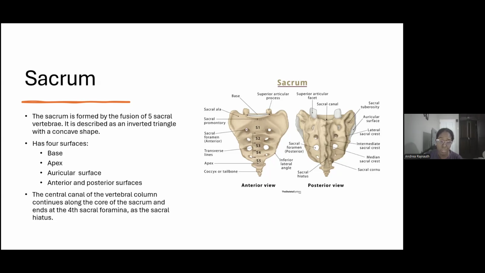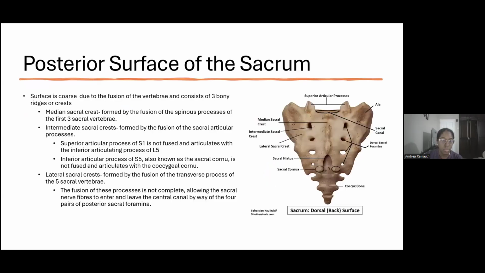The central canal of the vertebral column continues along the core of the sacrum and ends at the fourth sacral foramina, known as the sacral hiatus. The posterior surface of the sacrum is coarse due to the fusion of the vertebrae and consists of three bony ridges or crests. The median sacral crest is formed by the fusion of the spinous processes of the first three sacral vertebrae and gives attachment to the supraspinous ligament.